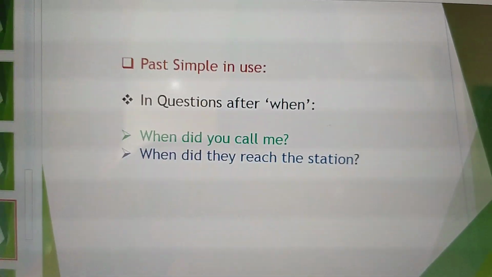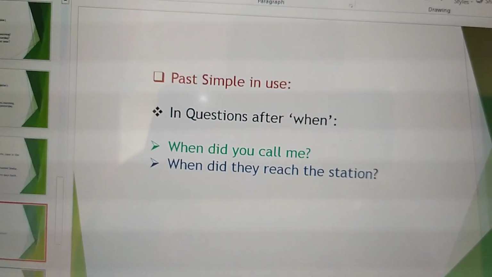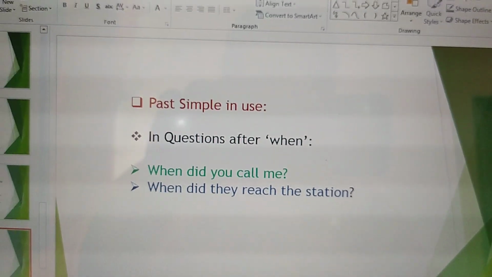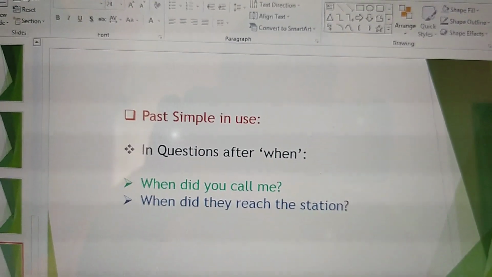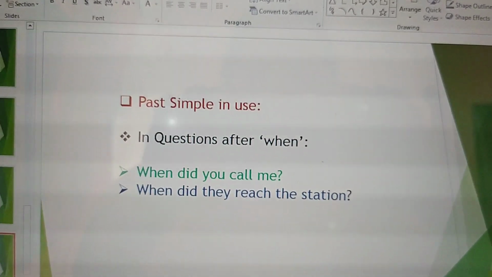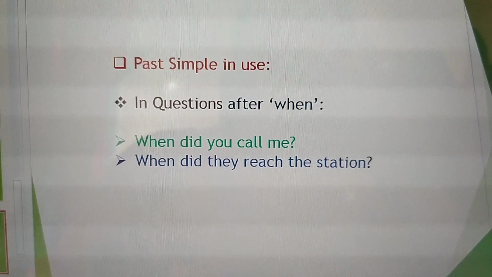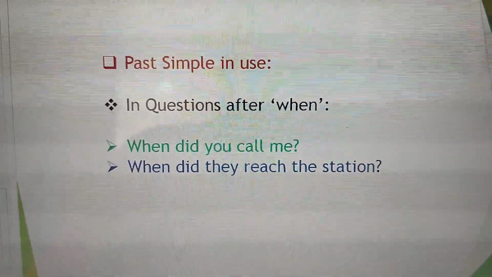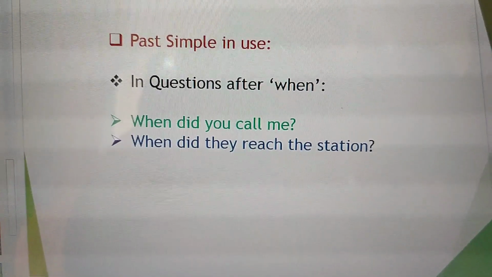Then, look at these sentences. We also use the past simple tense in questions after when. Let's look at the examples. When did you call me? When did they reach the station?